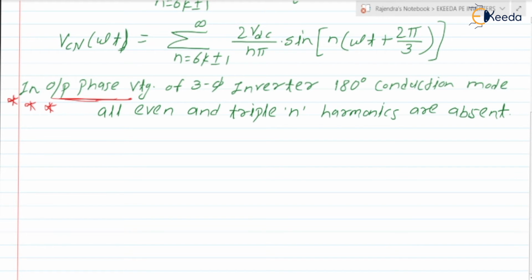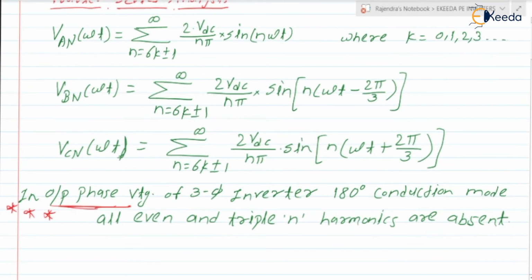Similarly, here we need to understand the fundamental RMS voltage. It is 2 VDC by pi, which is the peak value. Divided by root 2, it is root 2 VDC by pi, which will be the RMS value of the fundamental peak voltage. So we need to understand this.